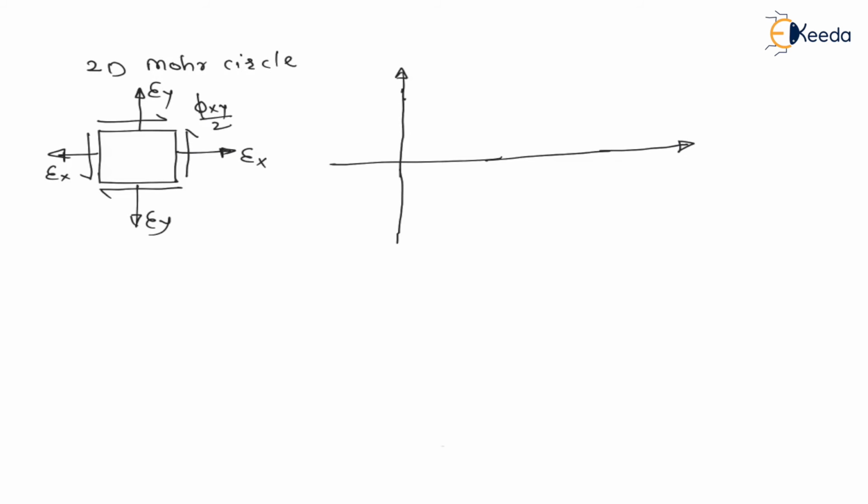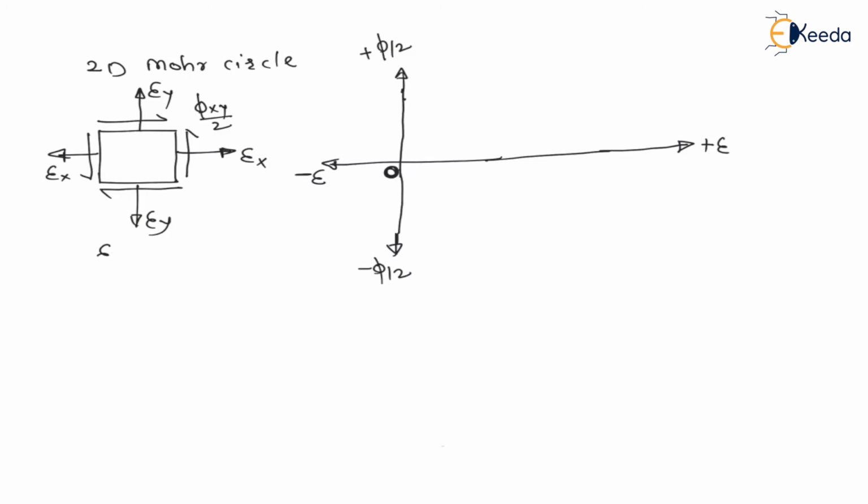On the horizontal axis we are going to plot normal strains. On the right side positive normal strain, on the left side negative normal strain, and on the y axis, that is the vertical axis, we are going to plot shear strains. Upward clockwise shear strain, that is plus phi by 2, and downward anticlockwise shear, that is minus phi by 2, right? And O is the origin of the graph. Now similar to stress analysis, we have to do strain analysis.